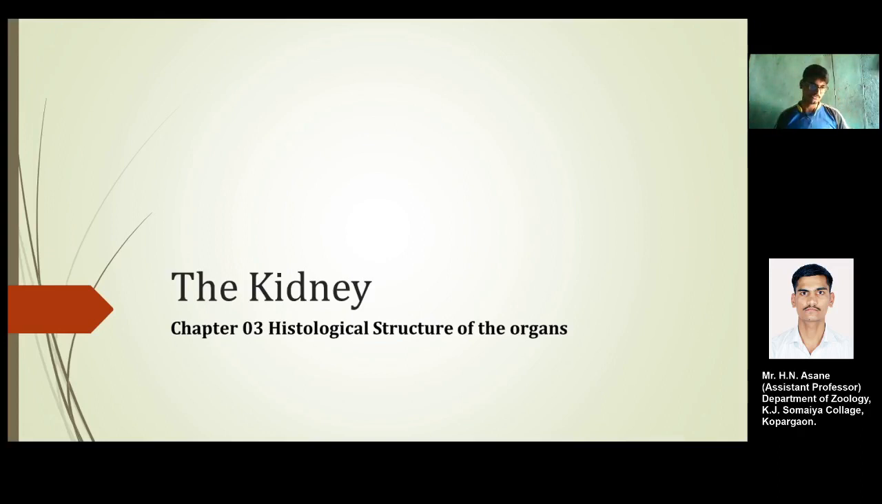In the previous session, we discussed the spleen, and in this session we are moving to the kidneys. The kidney is a compound tubular gland which separates urea and other nitrogenous waste products from the blood.